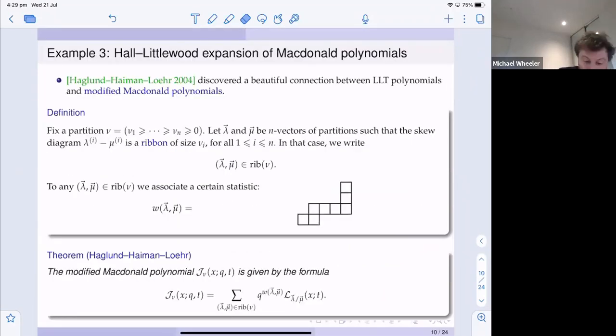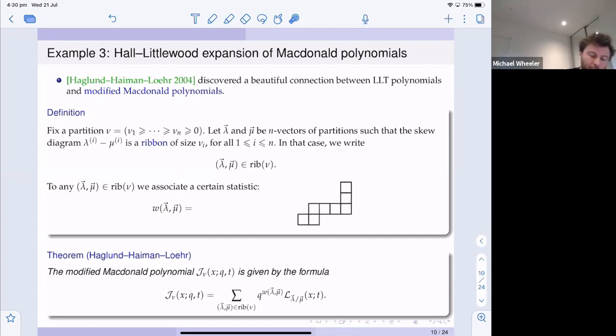So yeah, this next thing I want to talk about is making use of the work that was done in the paper by Haglund, Haiman, and Loehr from 2004, where they gave an explicit combinatorial formula for the modified Macdonald polynomials. And probably good to speak about that here, given that this is a workshop on Macdonald polynomials. So let me try and give some statement of the result. Again, we actually saw it from the talk yesterday.